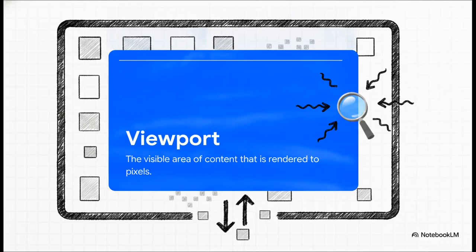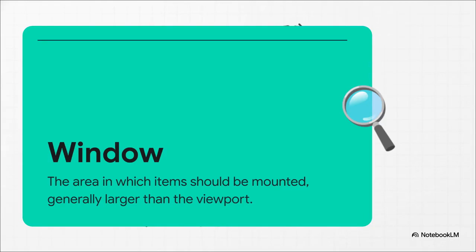Simple enough, right? The window, on the other hand, is a completely different beast. The window is generally way larger than the viewport. It's this invisible buffer zone extending above and below the physical screen. This is where your items are pre-mounted, basically sitting backstage, getting ready for the user's upcoming scrolls. Understanding this fundamental difference between what's strictly in the viewport and what's resting out in the wider window is absolutely key to mastering your list performance.